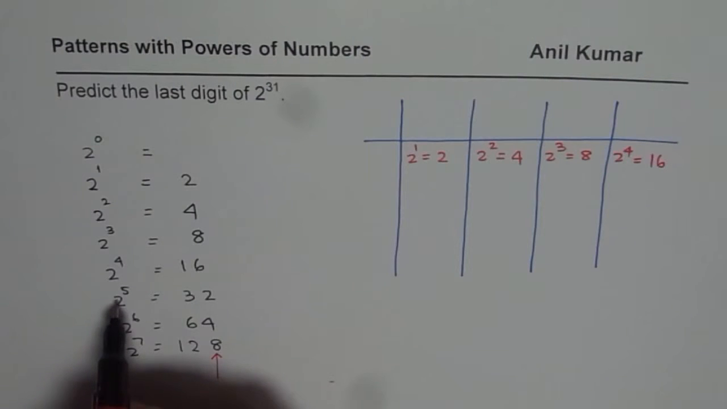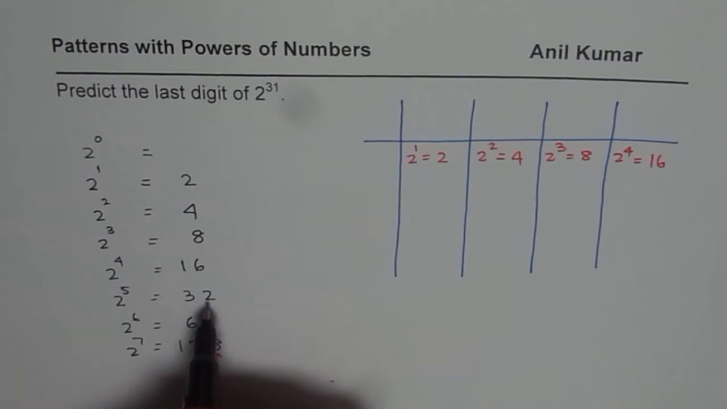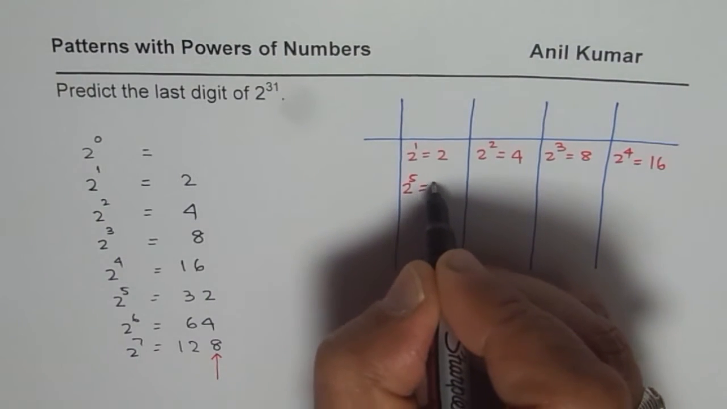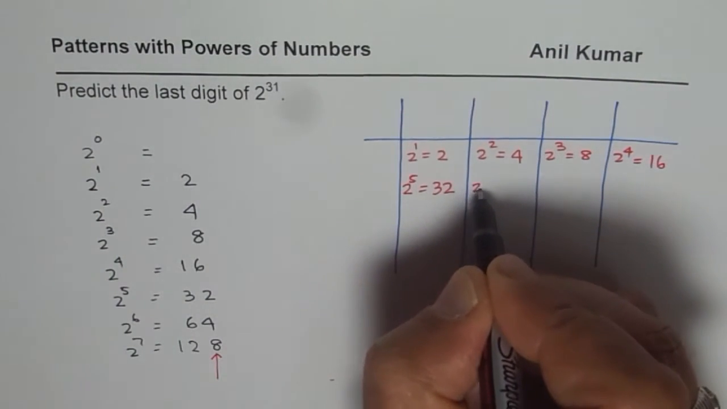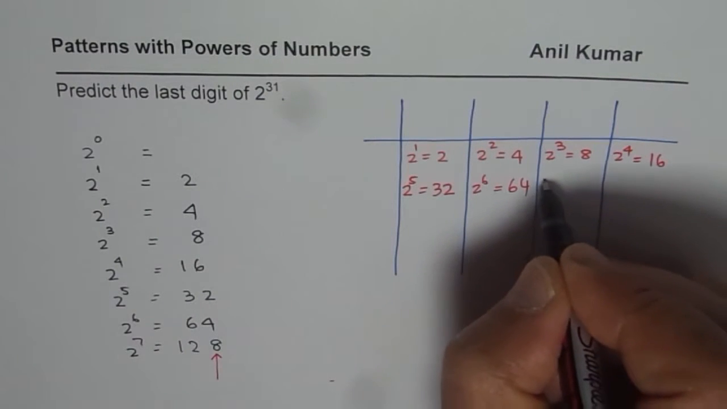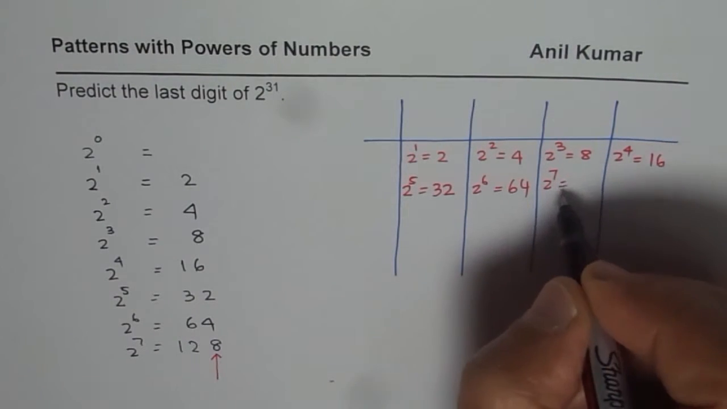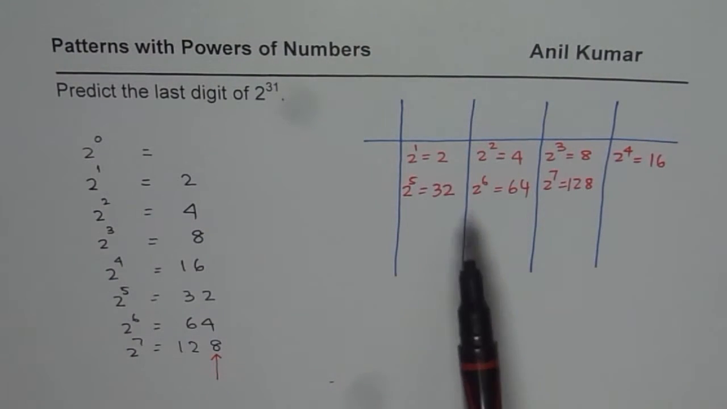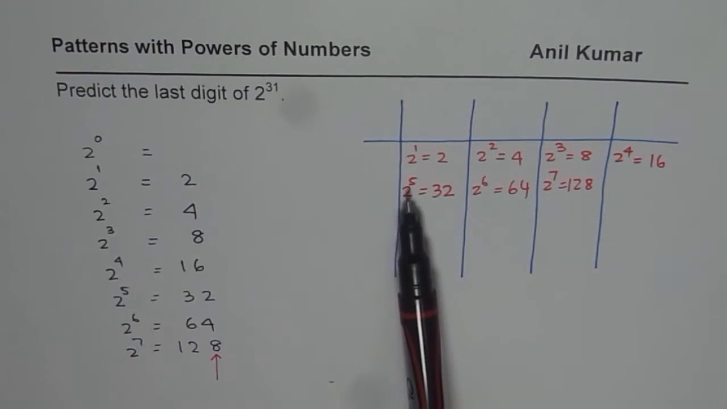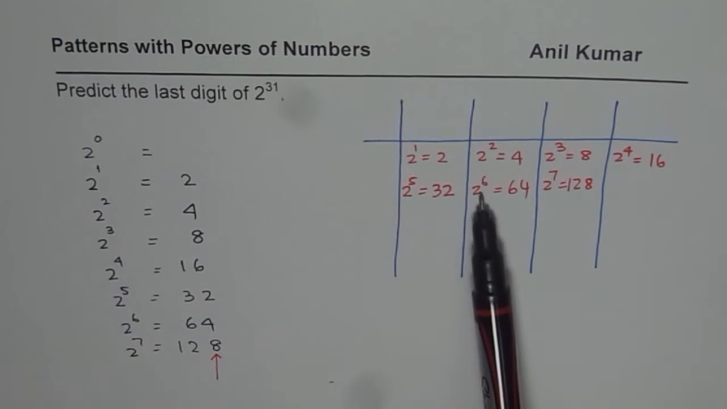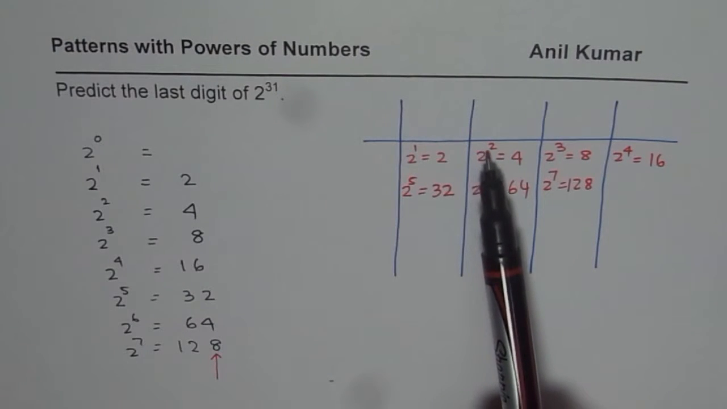And then when it comes to 2 to the power of 5, the last digit is 2, and therefore I'm writing it here. So we have 2 to the power of 5 is 32. 2 to the power of 6 is 64. 2 to the power of 7 is 128. So what you notice here is that the fifth power has the same last digit as the first power. The sixth power has the same last digit as the second power.